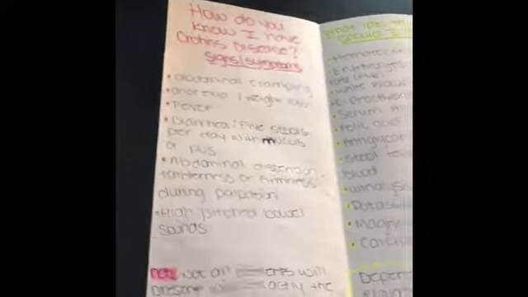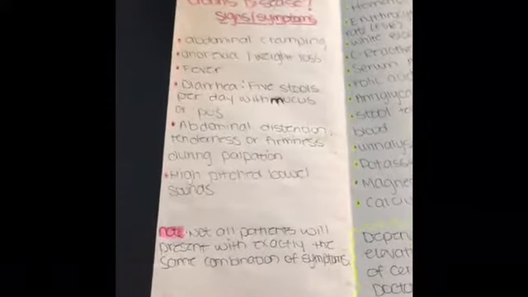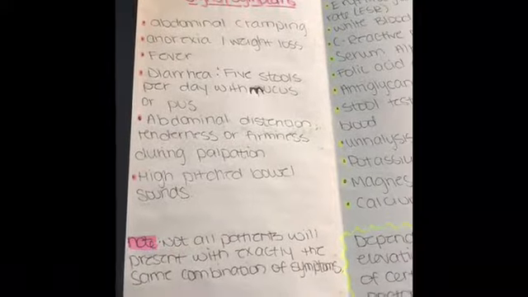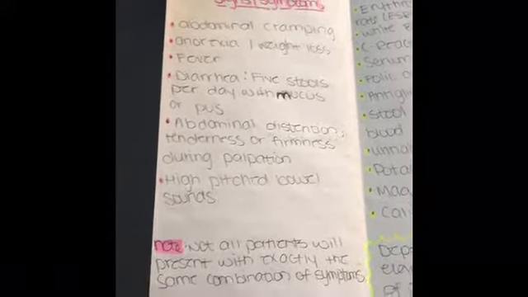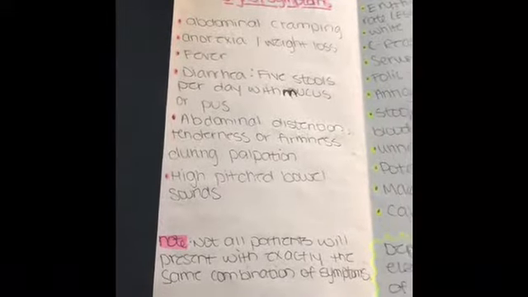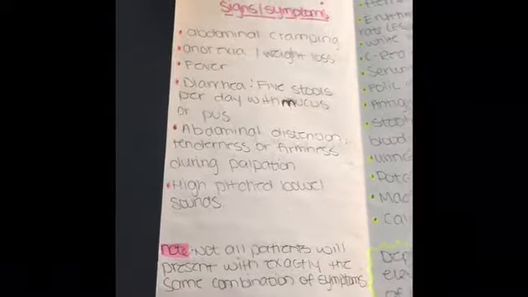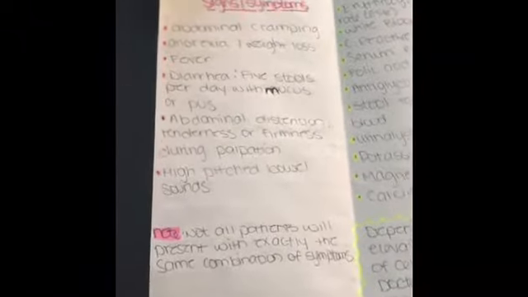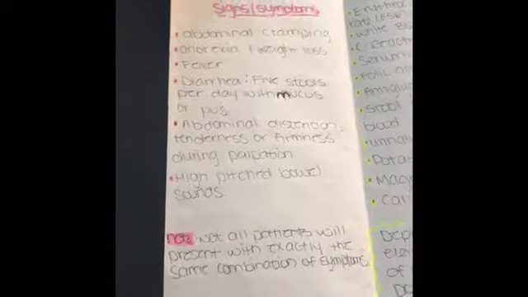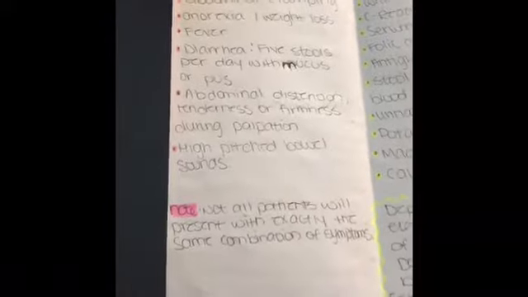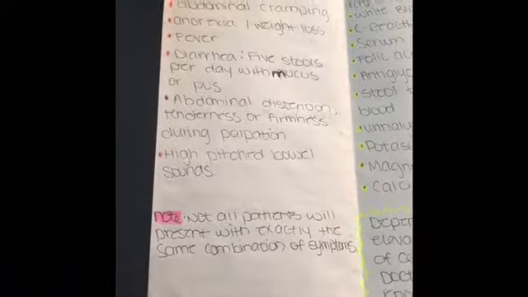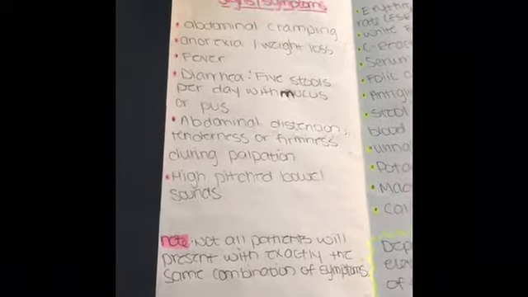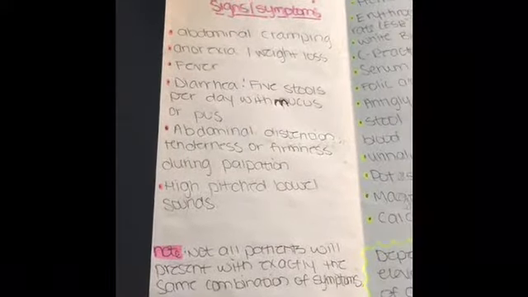So patients will usually ask, how do you know that I have Crohn's disease, or something along those lines. And some of the signs and symptoms that you can point out to them that they have already told you that they have is abdominal cramping, anorexia, weight loss, fever, diarrhea, which can be characterized as 5 stools per day with mucus or pus, abdominal distension, tenderness or firmness during palpation, and also high-pitched bowel sounds, which they might not know what that is, but you can describe it to them a little bit better.